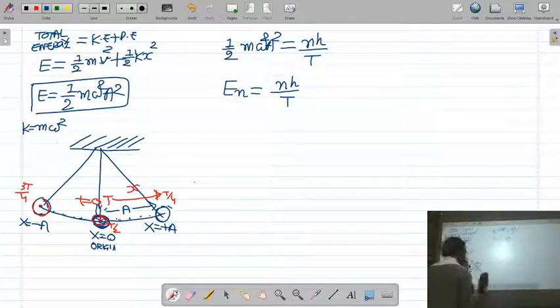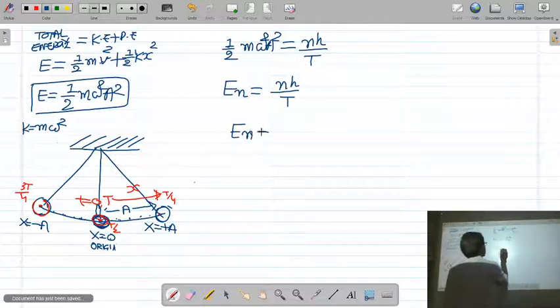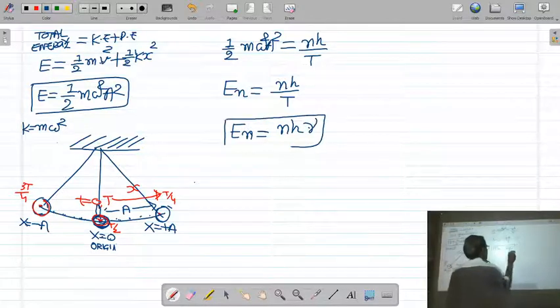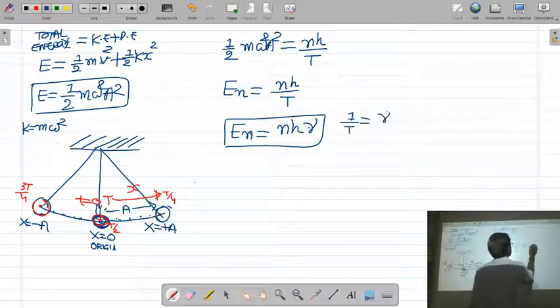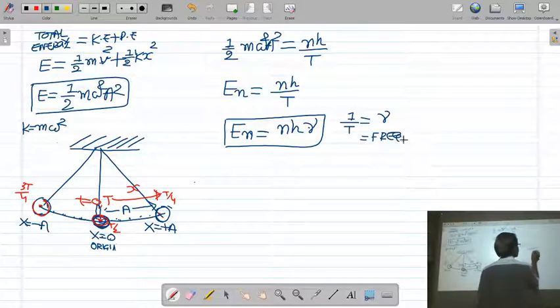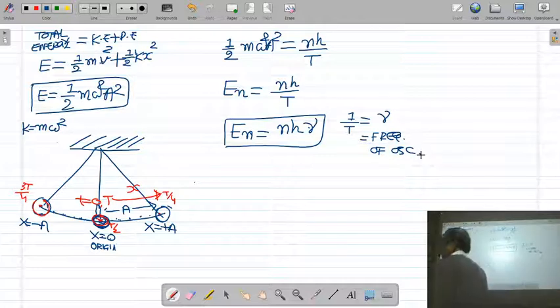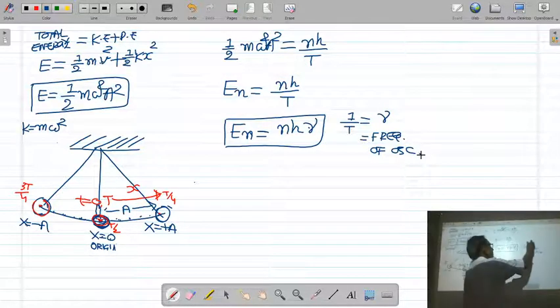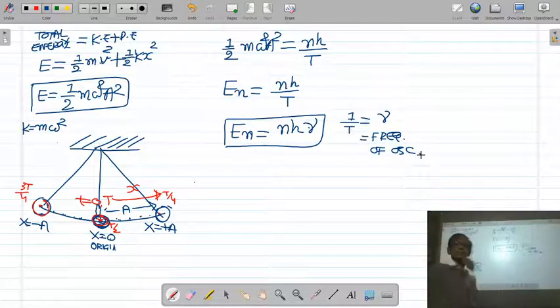Now what is 1 upon T? 1 upon T is the frequency of the oscillator, that is nu. So 1 upon T is the frequency of the oscillator, and the total energy of the oscillator is nh nu.